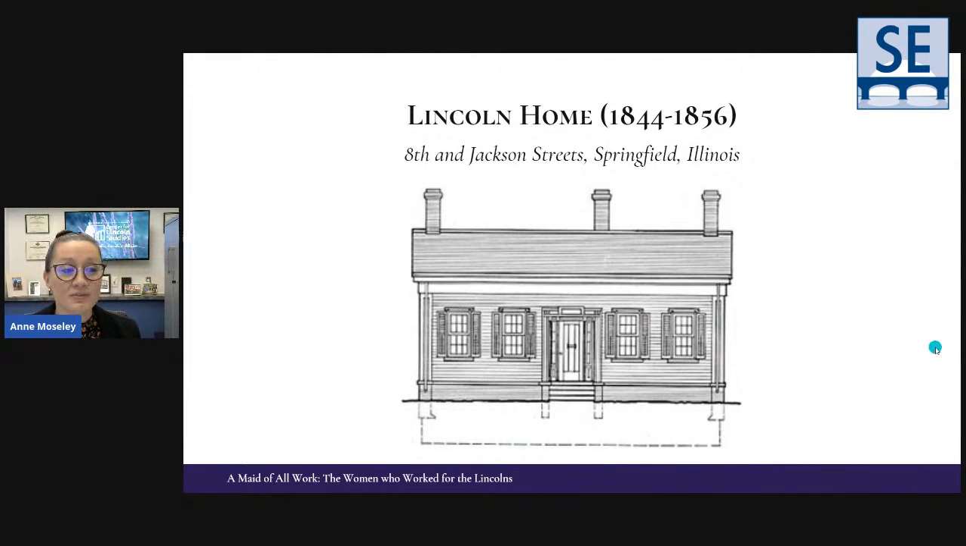The home itself was 1 story from 1844 to 1856. The maid would have a very small room, the size of almost a closet. She would have her bed. She would have a dresser that maybe had 3 drawers in it. She didn't have the large rooms that we have today. There were some maids who didn't even have a place to sleep in the home. They had to find lodgings elsewhere. But the first maid that stayed at the Lincoln home would have been in this smaller building.